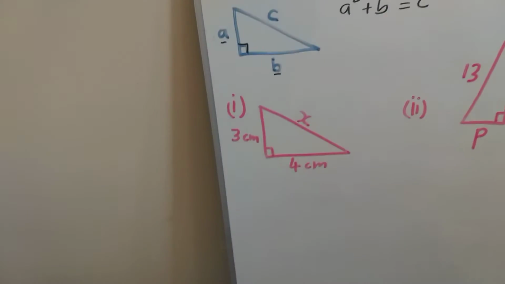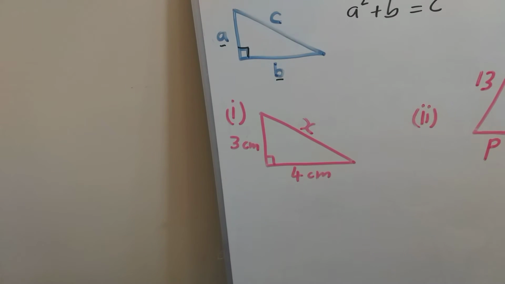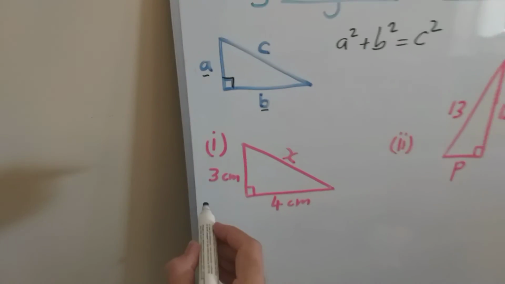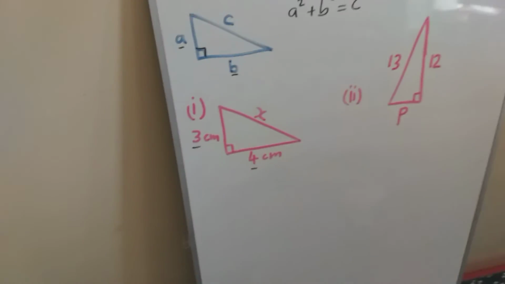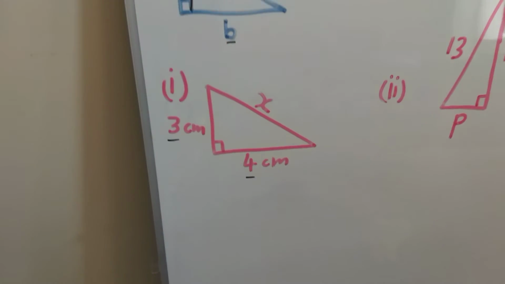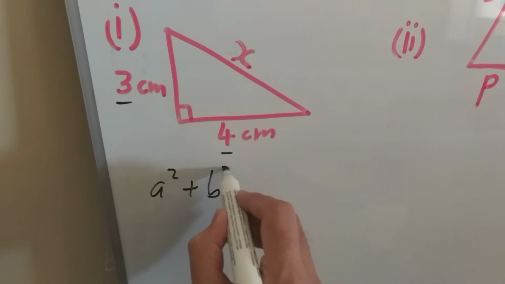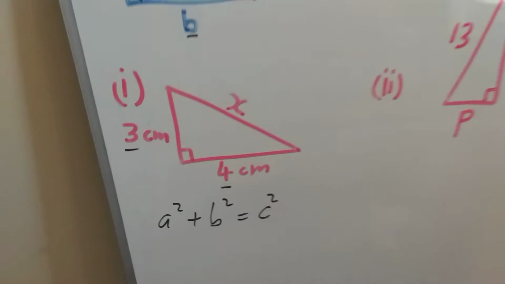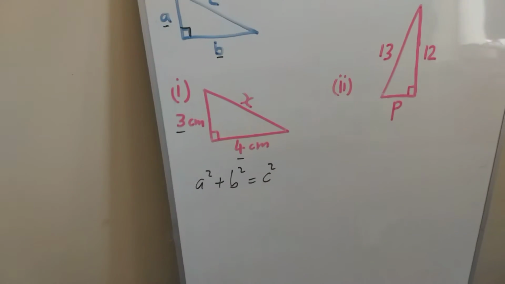Let's apply the theorem over here. There's a right angle triangle. The two sides that form the right angle corner are 3 cm and 4 cm, and the hypotenuse is missing. So we have to find the length of the hypotenuse. So A squared plus B squared equals C squared. That's the Pythagoras theorem formula that we have to follow.